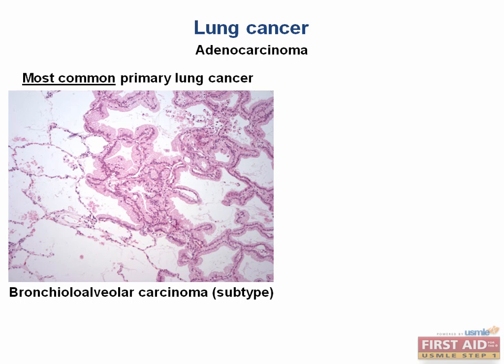Now, bronchioloalveolar subtype is much less common and is not related to smoking. It typically spreads along the alveolar walls, appearing as thickening of the walls.